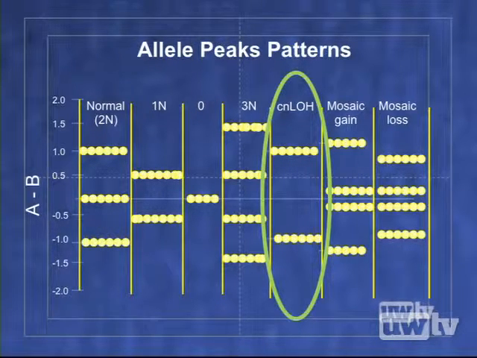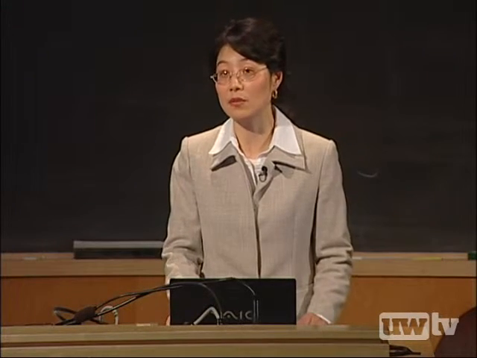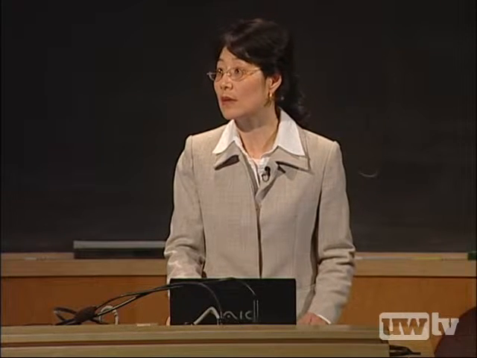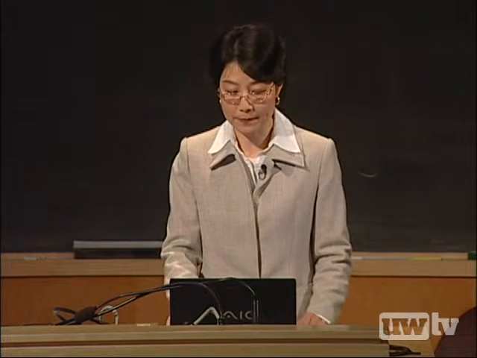And if you have a gain, this is the pattern you see, and copy-neutral loss of heterozygosity, or mosaic gain and mosaic loss. I won't go into too much detail of this, except to tell you, here is the copy-neutral loss of heterozygosity, which is very helpful for us and which is not detectable by any other methods so far.